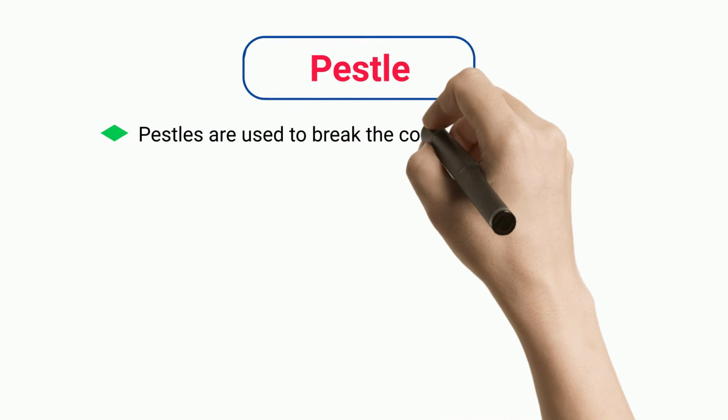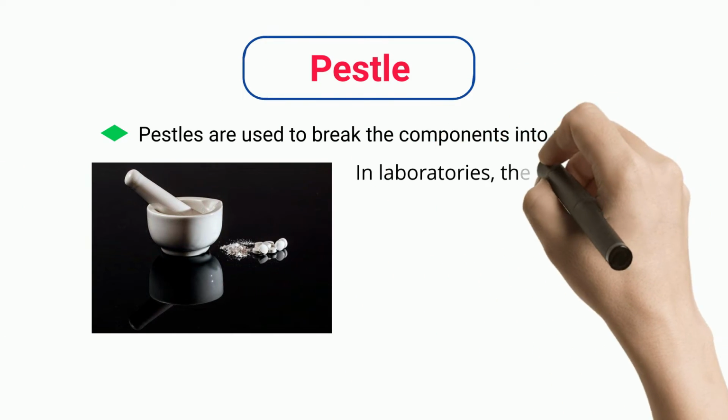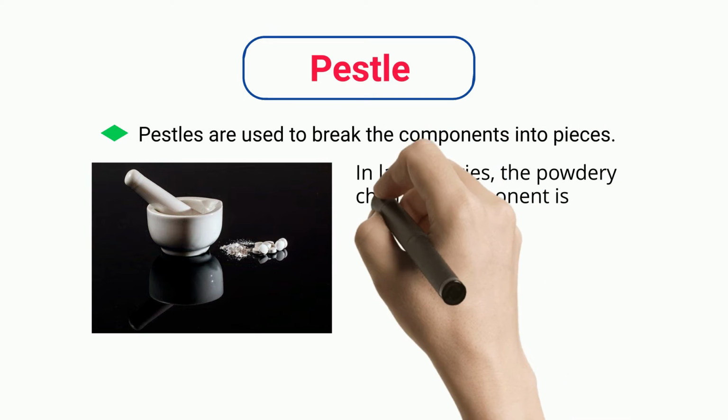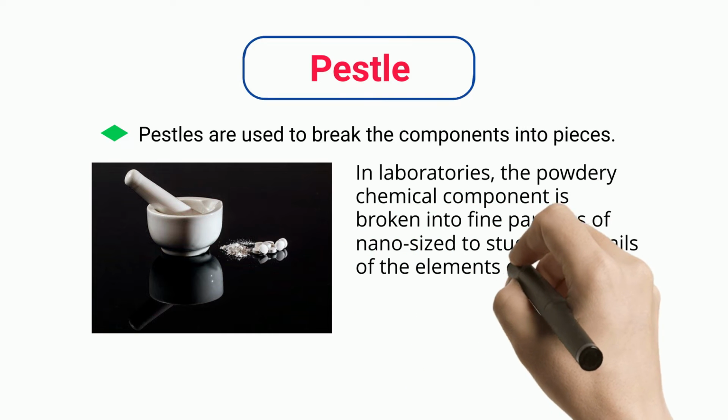Pestle. Pestles are used to break the components into pieces. In laboratories, the powdery chemical component is broken into fine particles of nanosize to study the details of the elements carefully.